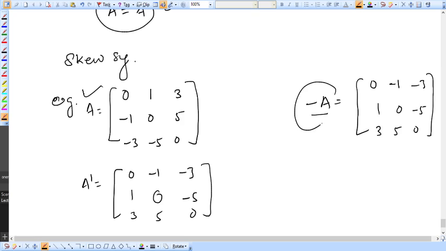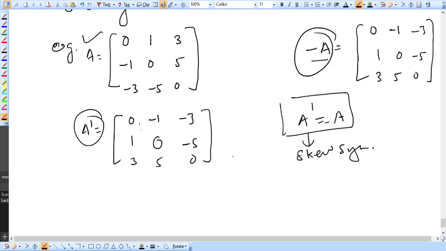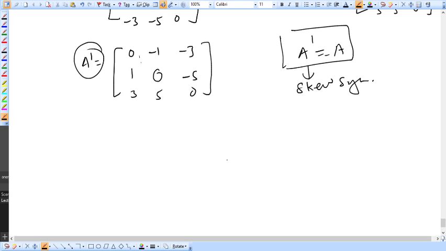Now look at minus A and A transpose. Both are the same. Therefore, we can write A transpose is equal to minus A. Both are equal, therefore this matrix A is a skew symmetric matrix. This is an example of a skew symmetric matrix.